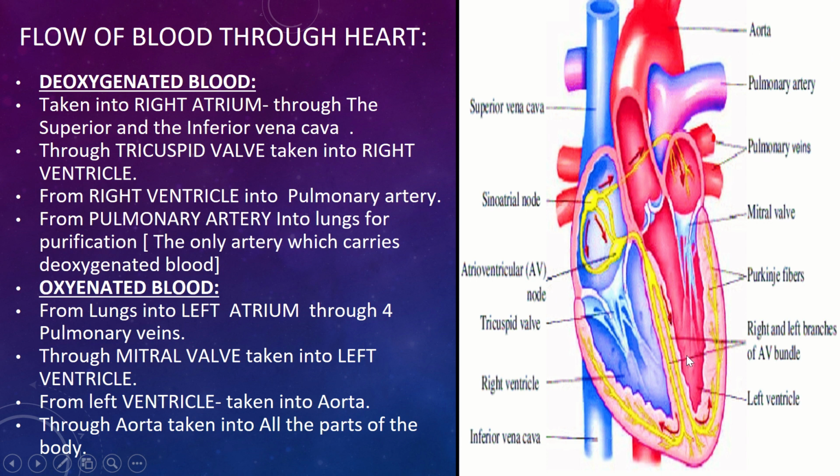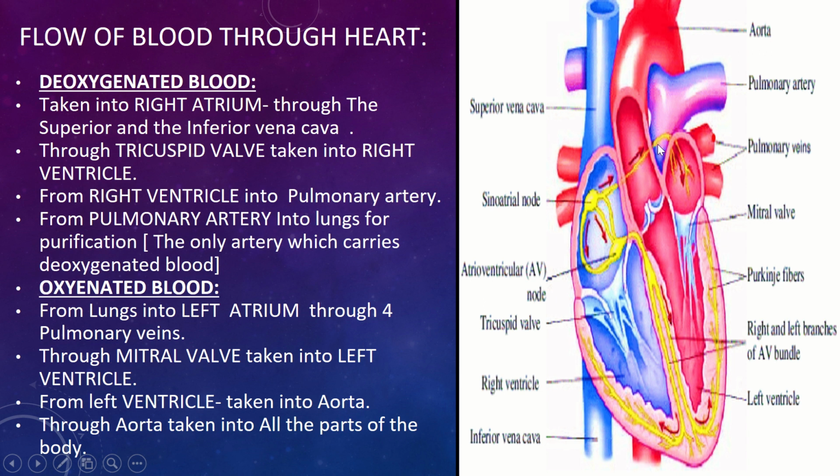Okay, so from this right ventricle, the deoxygenated blood goes into the lungs through this pulmonary artery for purification, to the right lung and the left lung. So two branches are given. From the lungs, the blood is purified and wants to come back to the heart. It comes from the lungs to the left atrium through the four pulmonary veins. Here you can see 1, 2, 3, 4, the four pulmonary veins which open into the left atrium.